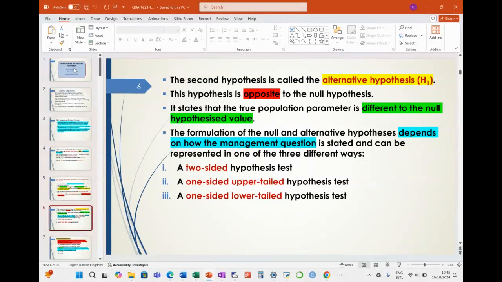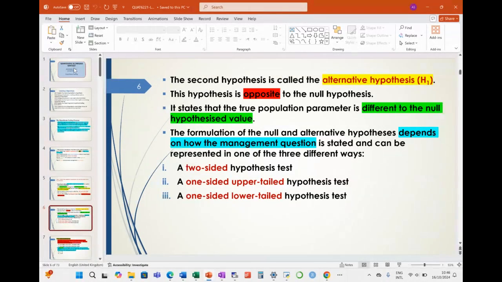Then you'll see that we have either a two-sided test, or a one-sided upper tail test, or a one-sided lower tail test. Okay, right. And the alternative hypothesis, the symbol for it is H1. The nil hypothesis is H0.